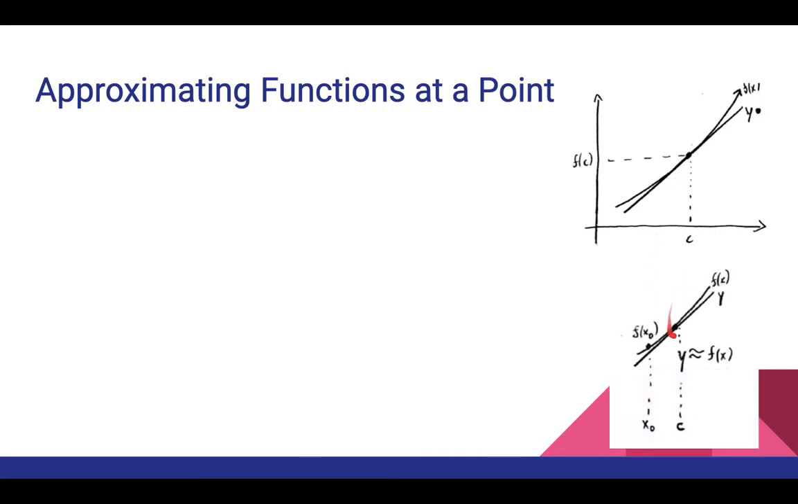When we zoom in really close on x equals c, we see that our tangent line is approximately equal to the curve of our function f right here. Thus, if I want to approximate f of x naught, where x naught is some point close to x equals c, what I can take note of is that the corresponding point on the tangent line will be approximately equal to f of x naught. So what I can do is use my equation of the tangent line to find the value of my tangent line at x naught, and that will be approximately equal to the value of my curve f, the value of f of x naught.